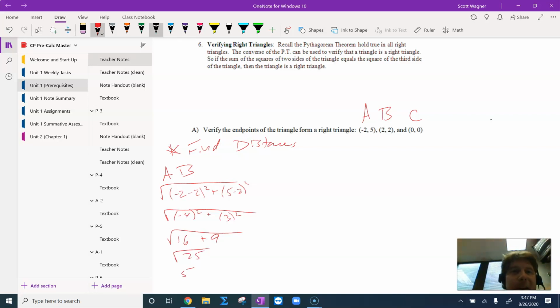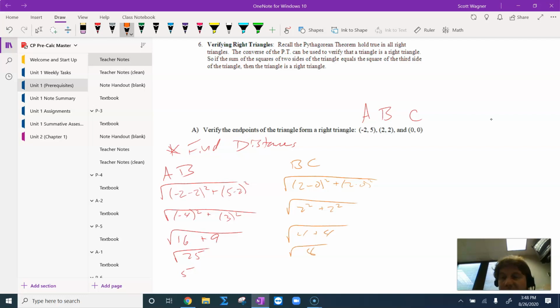Okay, find the distance between another set of 2 points. Let's go with B and C. So the distance from B to C is going to be the square root of 2 minus 0 squared plus another 2 minus 0 squared. So that's 2 squared and another 2 squared. That's 4 plus 4, the square root of 8. And the square root of 8, if you simplify this in radical form, is 2 root 2.